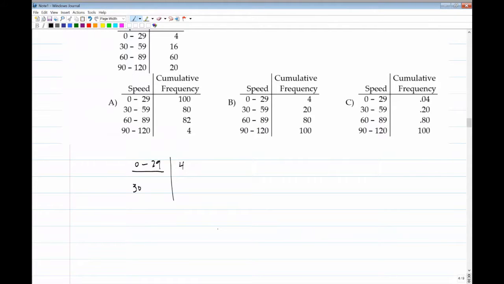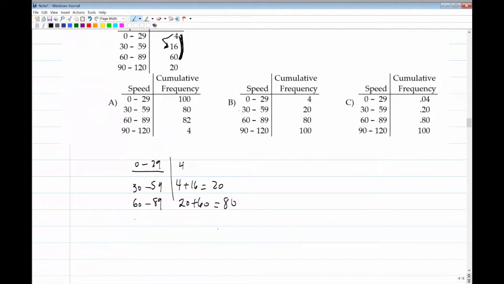So between 30 to 59, we're going to have 4 plus 16. So you always add to the previous class. You say, I'm going to add this and this. What do I get? I get 20. The next class, between 60 to 89, is going to be 20 plus 60, which is 80. So you're going to add all this together to get to that class.